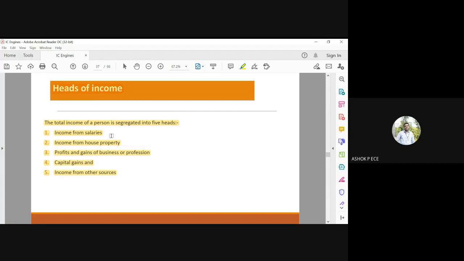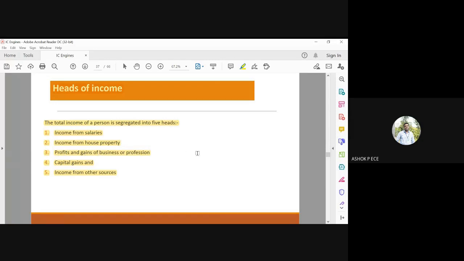So all what is your net salary credited in your bank account, that will be taken into consideration for income from salary. Next one, income from house property. So whether you have let your house for rent or lease or whatever it is, that is also going to be the income for you. You have to tag that income under income from house property.